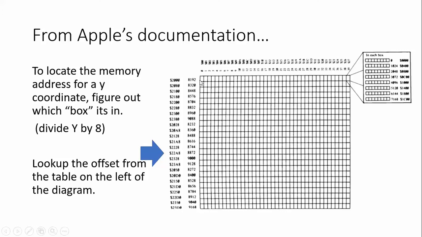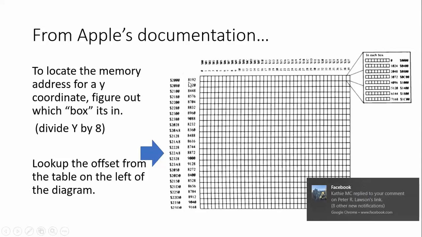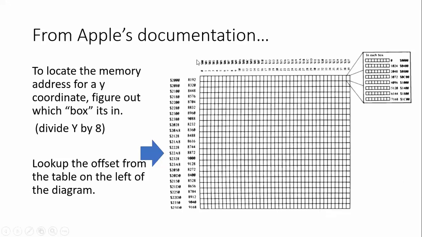So any of the first 8 lines of screen will have their starting offset as 8192. The next 8 lines will have their initial offset to be 8320. So we just divide y by 8 and use that to pick one of these values. Right? Think of these as values in an array. This is a whole line of values. This is an array.